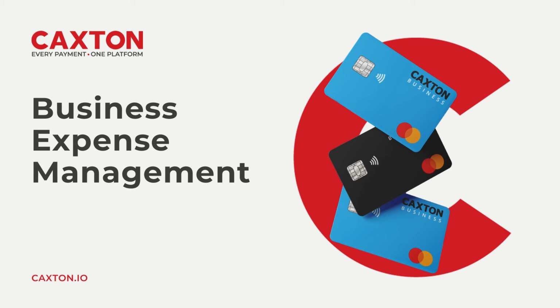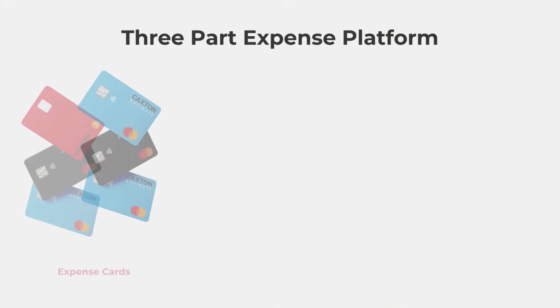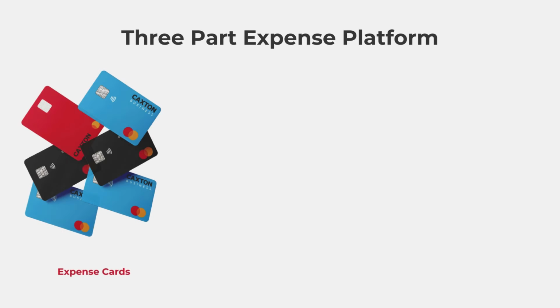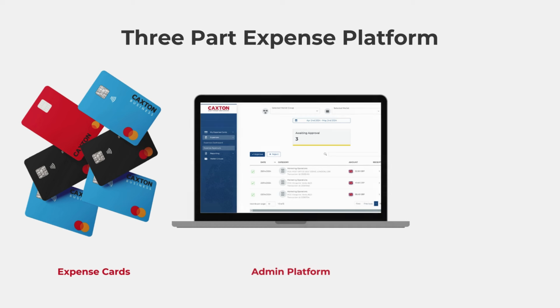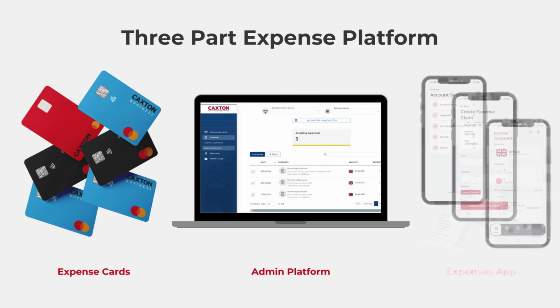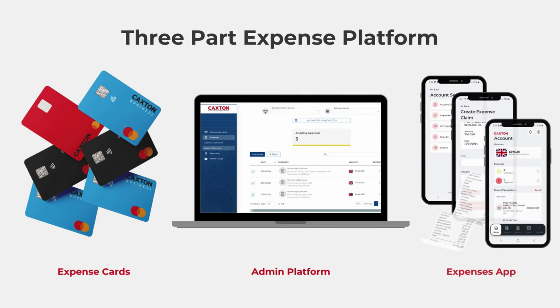Today I'll be showing you a short demonstration of the platform. Firstly, Caxton expense management capability is split into three parts: the prepaid MasterCards, which can be used across the globe. The platform, which I'll be demonstrating today, is for the finance team, in which you can order and load cards, manage expenses, and download smart reporting features. Finally, there's a business app for cardholders to view their balance and submit expenses using the digital receipt capture.